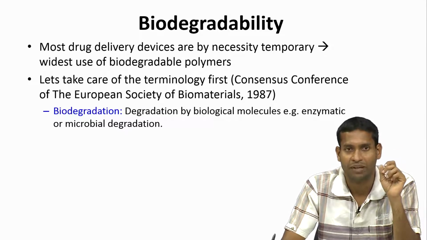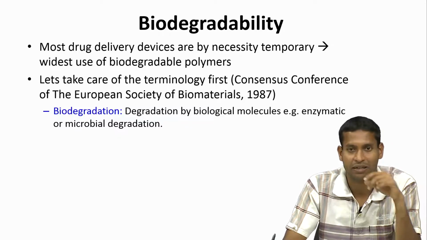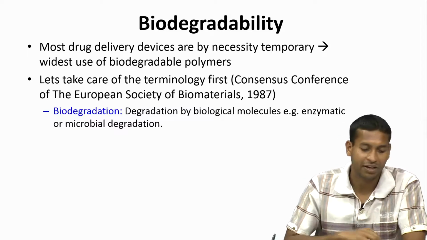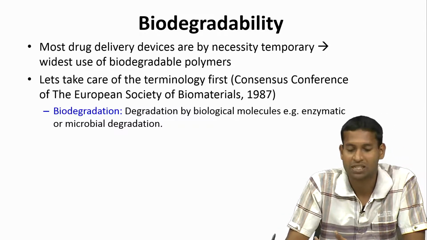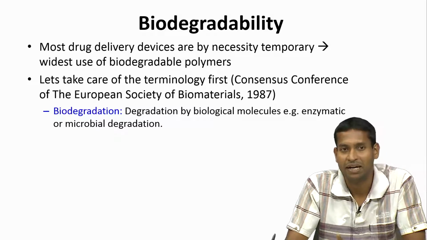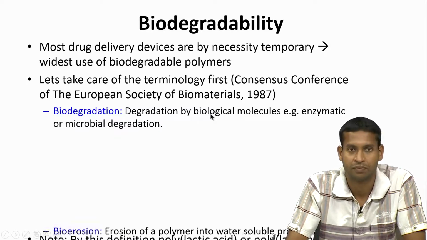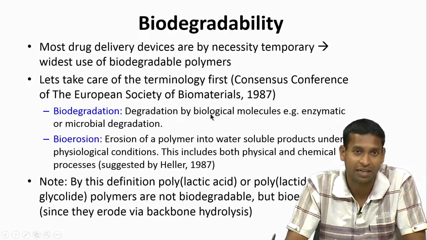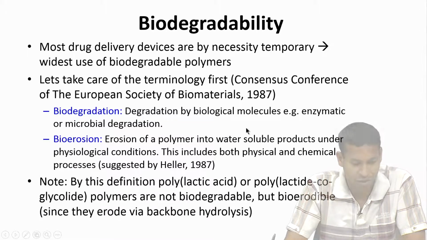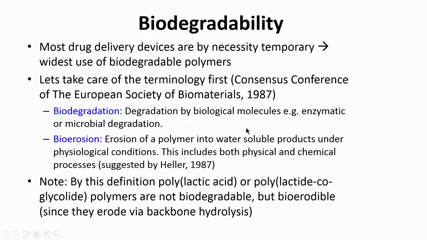That's where the widest use of biodegradable polymers is, and let's get the terminology right, as we talked about three or four slides back. Biodegradation is nothing but degradation by biological molecules. This could be enzymatic, this could be microbial. Bioerosion, on the other hand, is the erosion of the polymer into water soluble products under physiological conditions. This could include both physical and chemical processes. So technically speaking, bioerosion is a wider term, and biodegradation is a part of it.